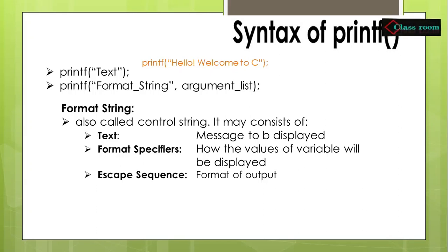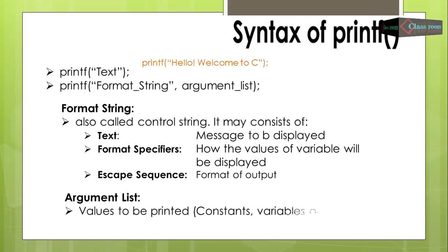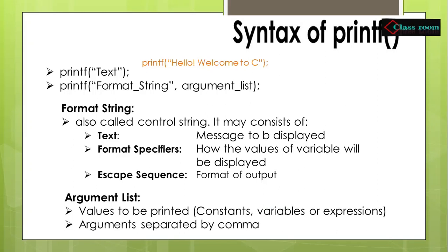The second thing is the argument list. And what is this argument list? These are the values to be printed, and values can be text, constant, variable, or expression. These can be variables, constants or any expression, and arguments are separated by commas.